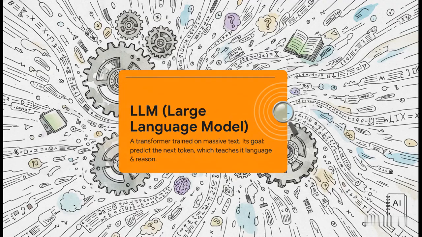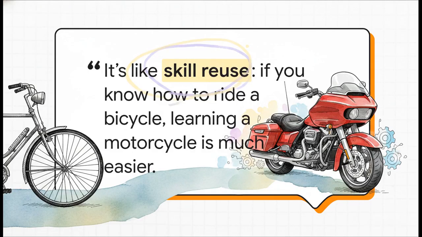Now, what's really interesting is that we don't build these huge models from scratch every time. That would be crazy expensive. Instead, we use something called transfer learning. A big company builds a massive foundation model, and then other people can adapt it for their own specific tasks. It's just like the quote says, if you know how to ride a bike, learning to ride a motorcycle is way easier. You're adapting a skill you already have.